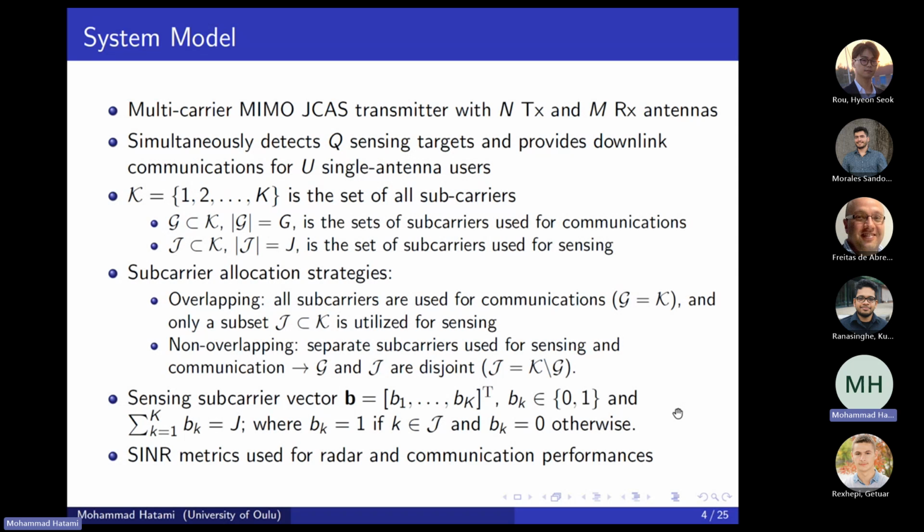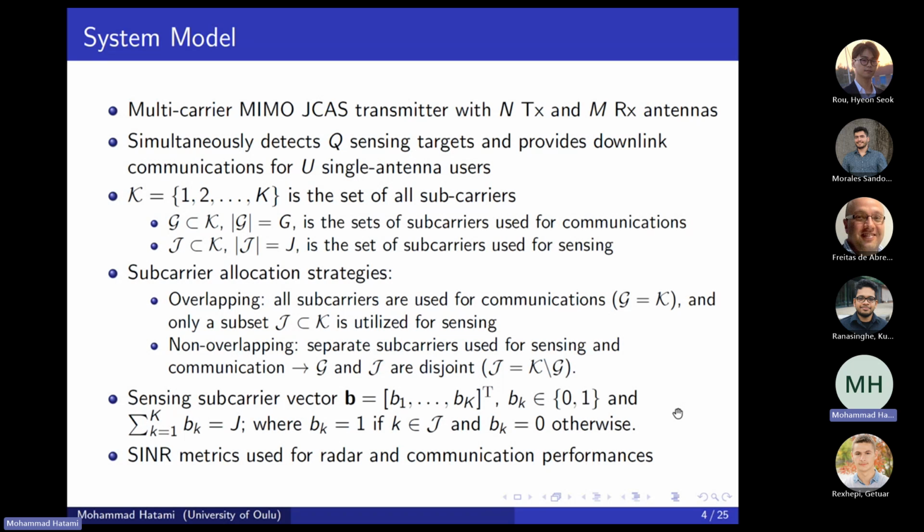In our system model, we consider a multi-carrier MIMO joint communication and sensing system where the transmitter detects Q sensing targets while providing downlink communication service for U single antenna users. And we consider multi-carrier systems with K subcarriers.